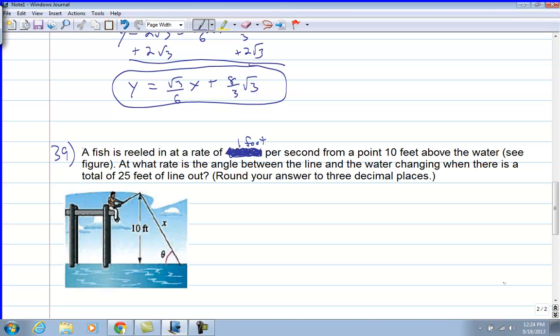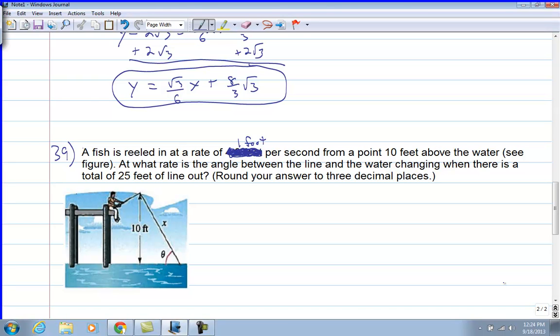A fish is reeled in at a rate of 1 foot per second from a point 10 feet above the water. See the figure. At what rate is the angle between the line and the water changing when there is a total of 25 feet of line out? So what kind of relationship can we come up with between theta and x?